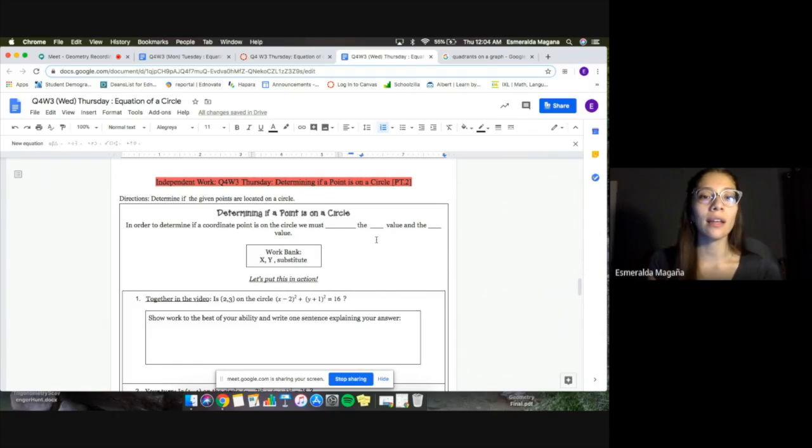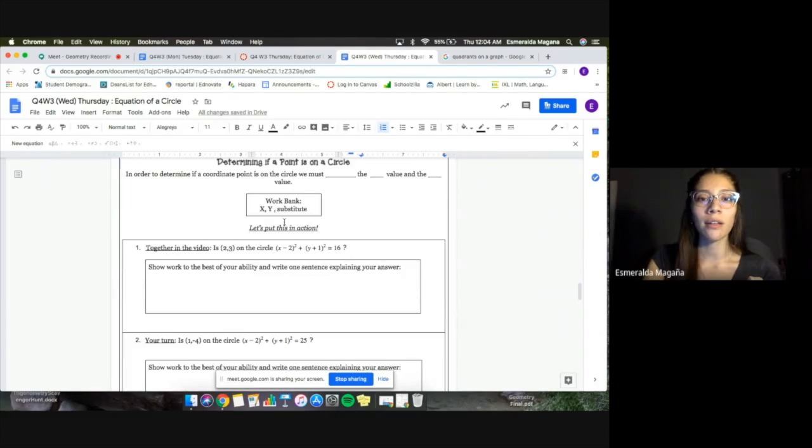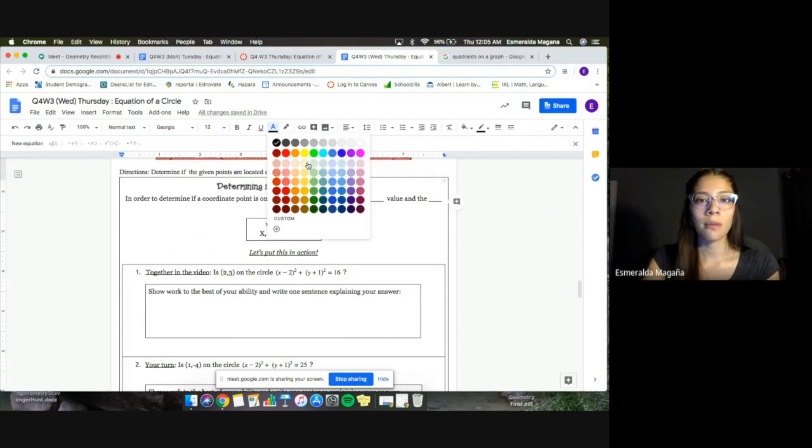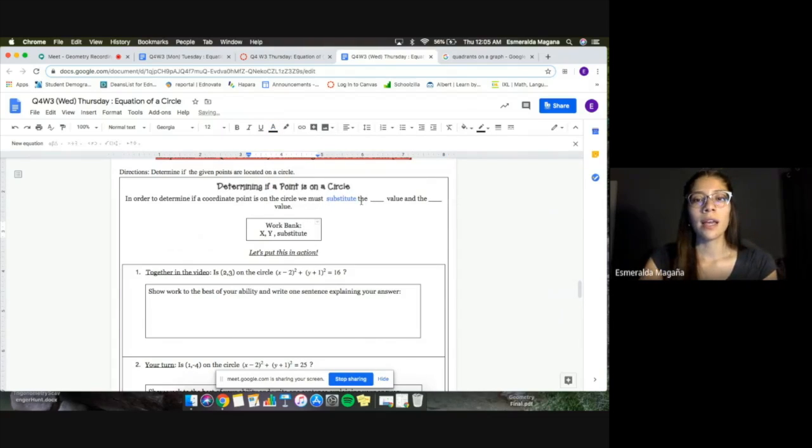So go ahead, these are part of our notes right here. We're using our word bank. So in order to determine if a coordinate point is on the circle, we must, again, we can make your life easy. Go ahead and copy and paste, right? We must substitute, but make sure your answer is in a different color. So I would change this to, maybe let's do blue. And we would substitute the x value and the y value, okay?